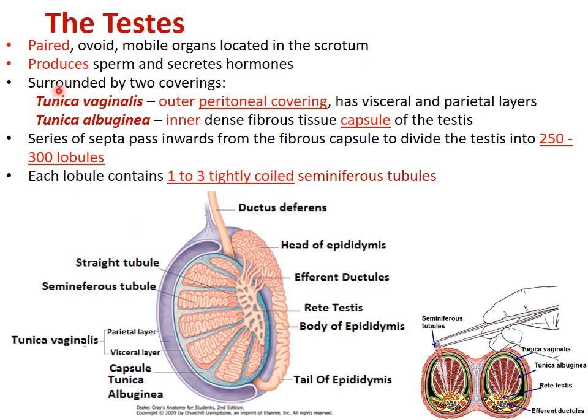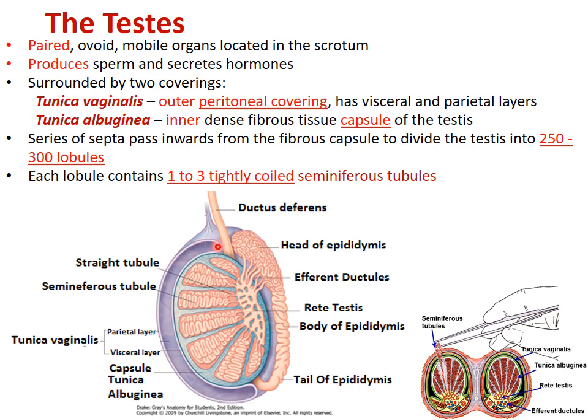Now coming to the coverings of the testis. These are the seminiferous tubules. They are present in lobules. Can you see these lobules, right? These compartments are called lobules. Now the tunica vaginalis and tunica albuginea. Can you see this double layer of membrane? It is just like the pericardium, pleura and the peritoneum.